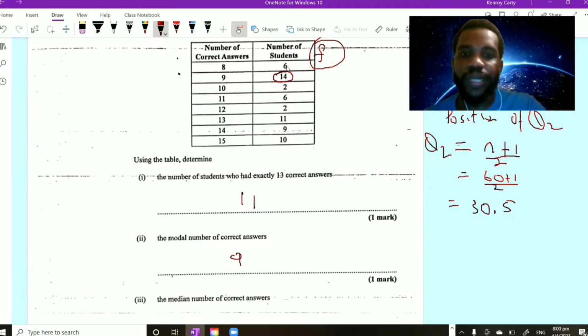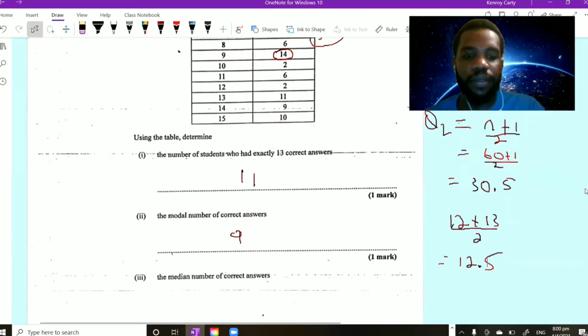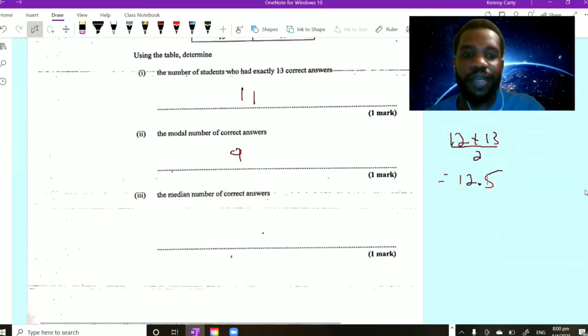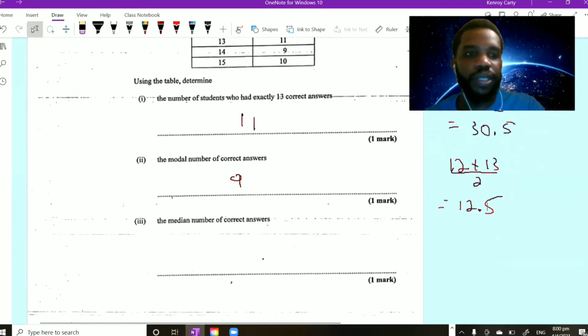Now, 14 plus 6 is 20, plus 2 is 22, plus 6 is 28. All right, plus 2 is 30. So the 30th value is 12. Now, the 31st value would naturally be the next value, which is 13. So to get the median score, I'm going to have to add the 12 and the 13 and divide by 2, which is going to be 12.5. So the median score, or the median number of correct answers, is equal to 12.5. So I'm going to just put that in there.